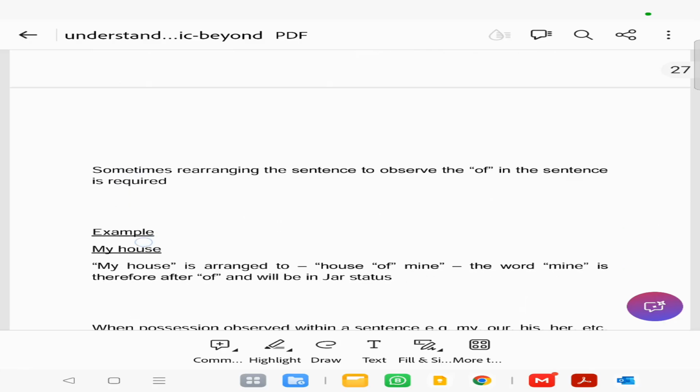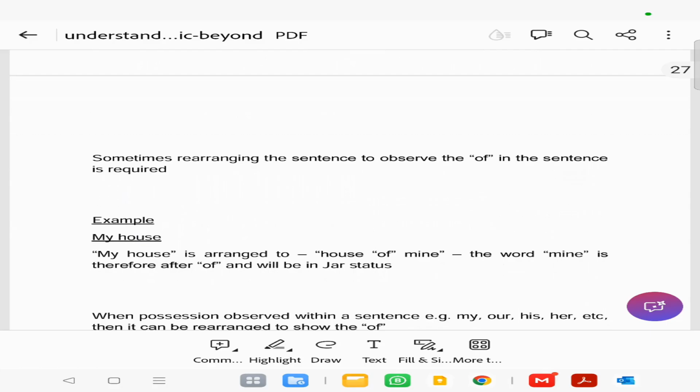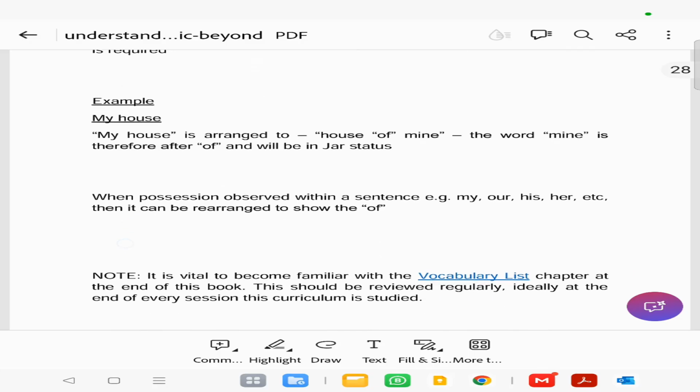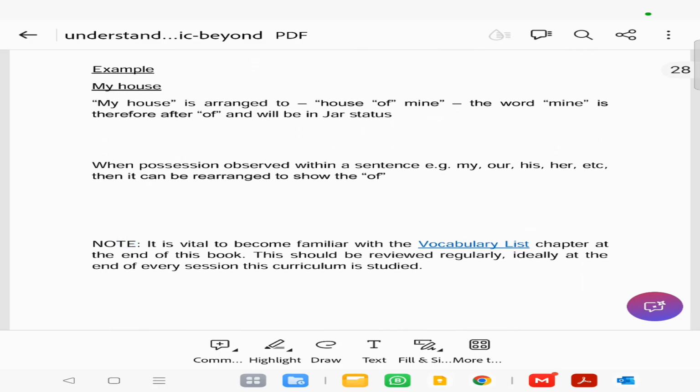So sometimes we might have to rearrange the sentence to observe the of in the sentence. So for example, my house. So you can rearrange that to house of mine. So the word mine is after of, and therefore that will be in jar status. So when possession is observed within a sentence, for example, my, our, his, or her, etc., then it can be rearranged to show the of.